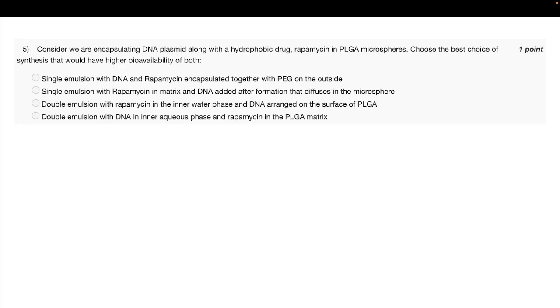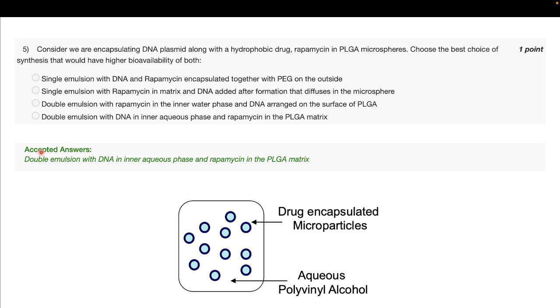Okay, let's look at the answer. Yeah, both of you are correct. The correct answer is double emulsion with DNA in inner aqueous phase and rapamycin in the PLG matrix. So this is how the double emulsion particles look, right? They have this polymer membrane, inside which you will have your water soluble drug, and if you have a hydrophobic drug, that can go in this polymer membrane. Around it you have this large aqueous environment, which will have your surfactant to avoid aggregation of these particles.